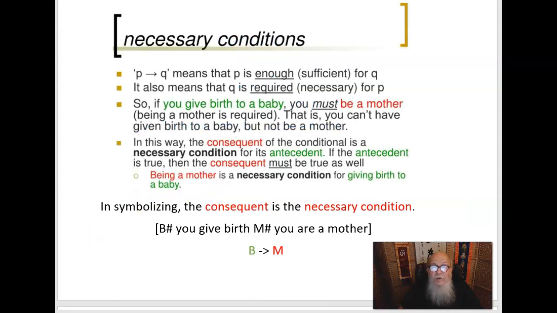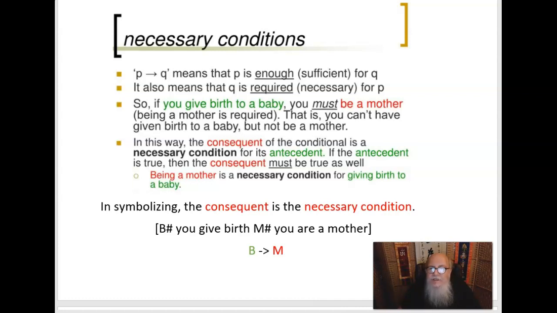Now think some more with me about necessary conditions. If P then Q means that P is enough or sufficient for Q, but it also means that Q is required or necessary for P. So if you give birth to a baby, you must be a mother. Being a mother is required. That is, you can't have given birth to a baby but not be a mother. In this way, the consequent of the conditional is a necessary condition for its antecedent. If the antecedent is true, then the consequent must be true as well.